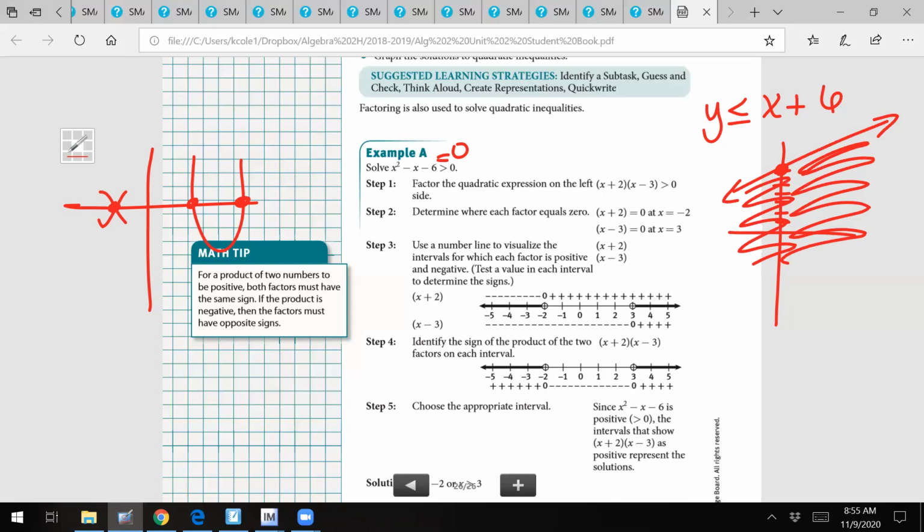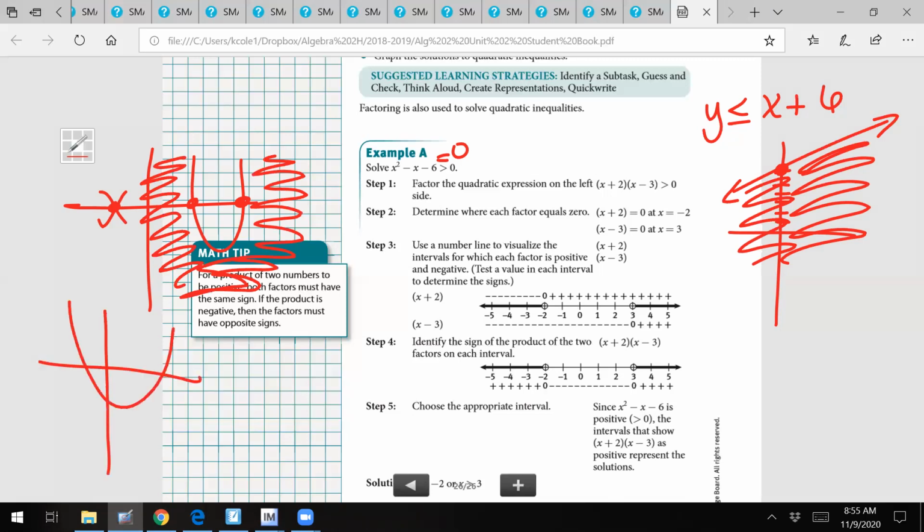Well, same thing with quadratic. Now, if it's less than, you would be shading everything on the outside of that. If it was greater than, you'd be shading everything inside of that. So we're still dealing with the shading. Now, this lesson doesn't require us to actually physically draw the parabolas and do the shading, but that's what's happening behind the scenes.